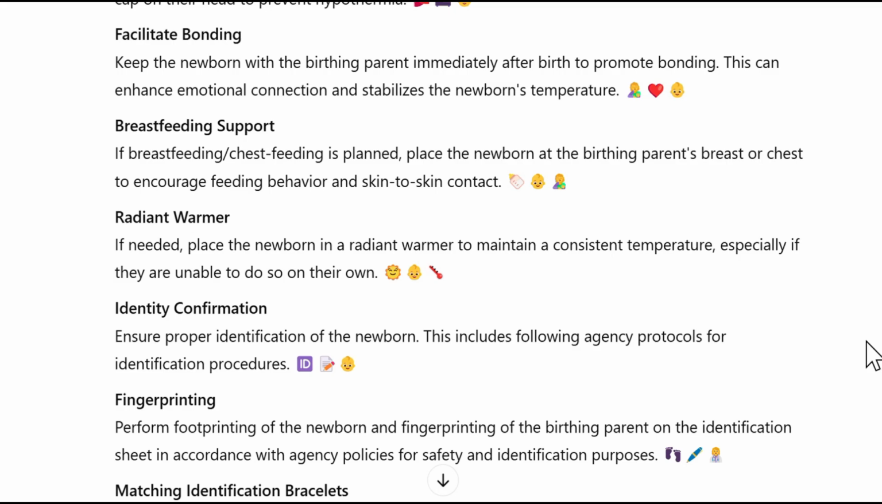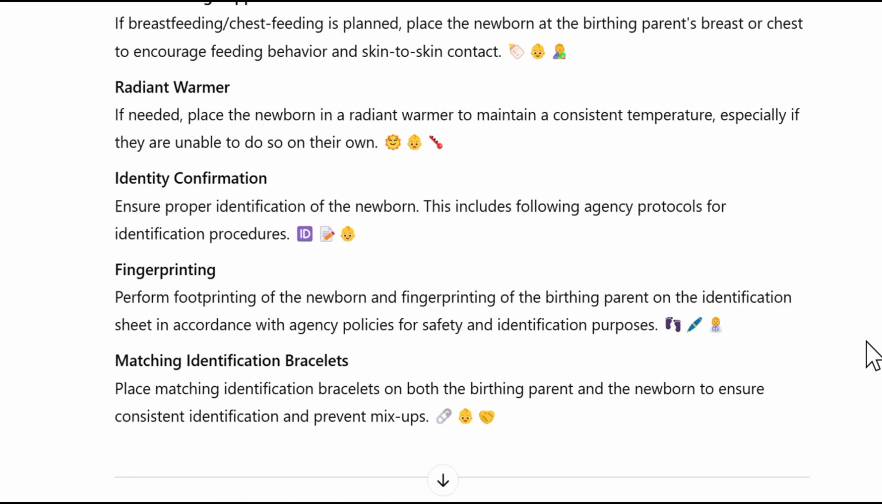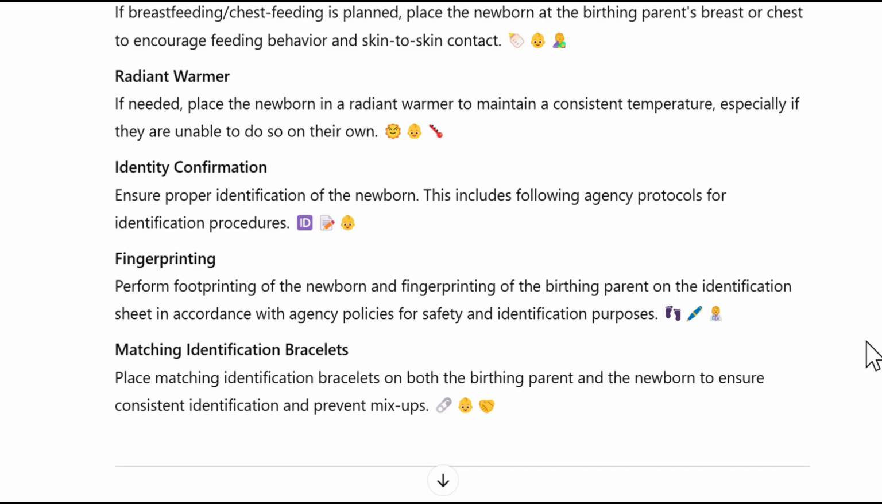If needed, place the newborn in a radiant warmer to maintain a consistent temperature, especially if they are unable to do so on their own. Identity confirmation. Ensure proper identification of the newborn. This includes following agency protocols for identification procedures.